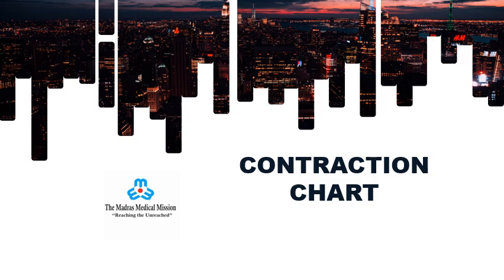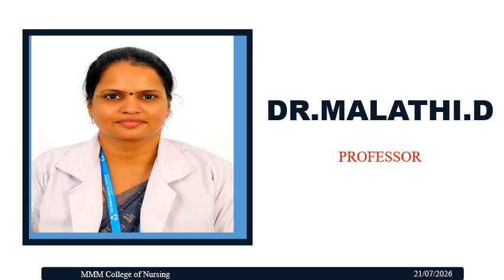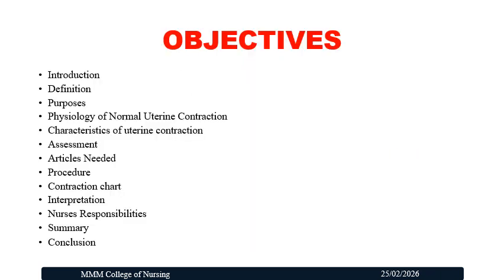In this video, I'm going to discuss the contraction chart. This is a chart that we as nurses use to maintain during the labor process. The objectives are introduction, definition, purposes, physiology of normal uterine contraction, characteristics of uterine contraction, assessment, the articles needed for maintaining the contraction chart, procedure, contraction chart, interpretation, nurse's responsibility, summary, and conclusion.